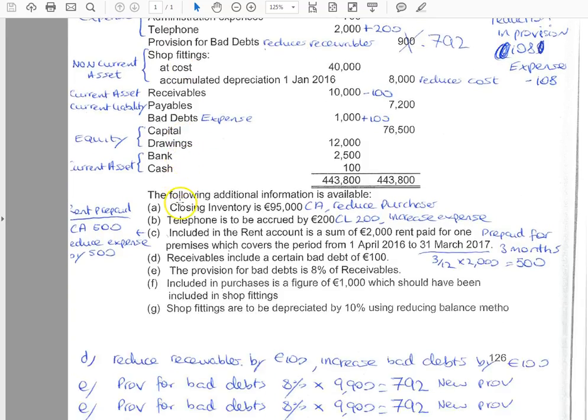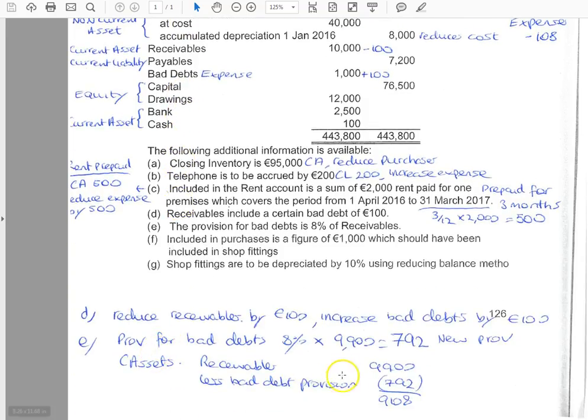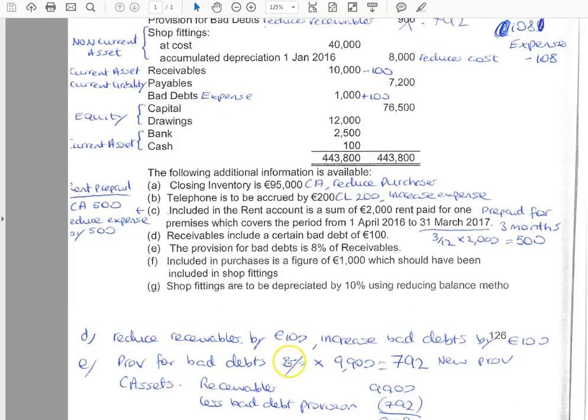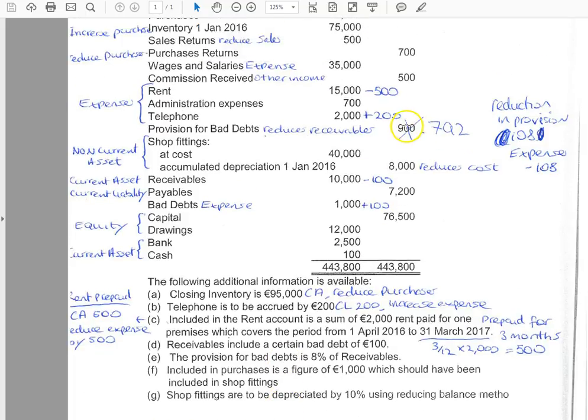There's another aspect to the provision. So we've already looked at the current asset. We just show the reduced receivable amount. When we look at the provision itself, it was 900, now it's 792. It's reduced from 900 to 792. It's reduced by 108. If the provision reduces, the easiest thing to do is we need to show an expense. And if the provision reduces, show a minus expense of 108. If the provision had increased, we just put in a normal expense. But here it's reduced. It's like income coming in.